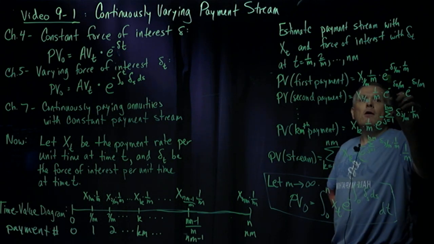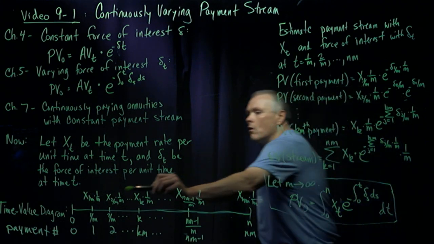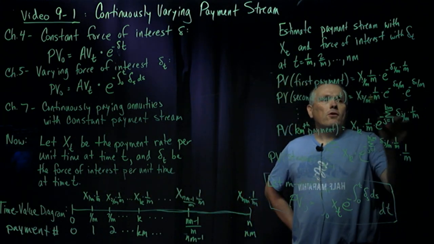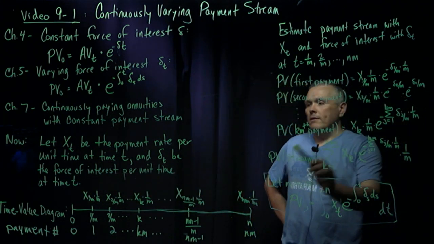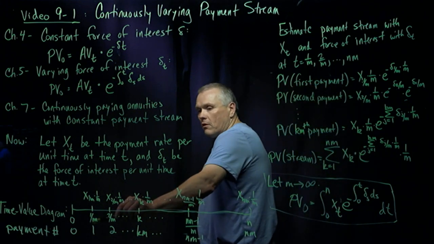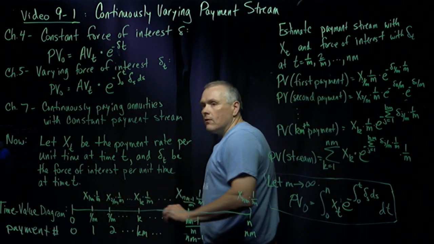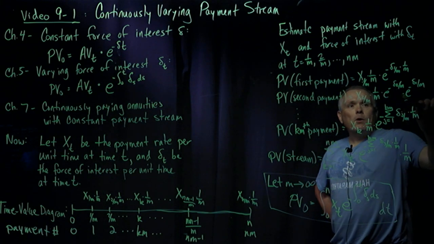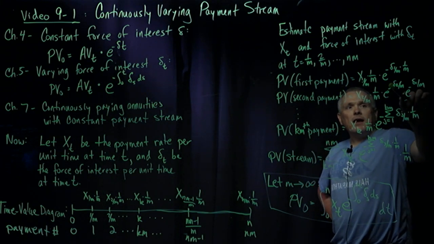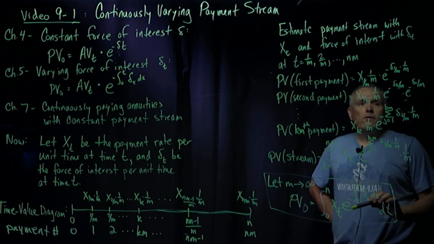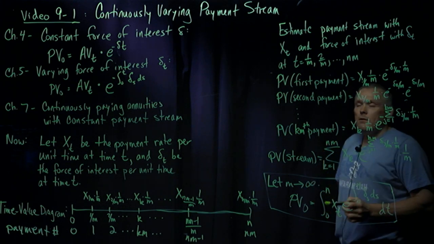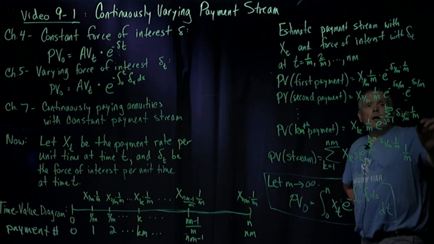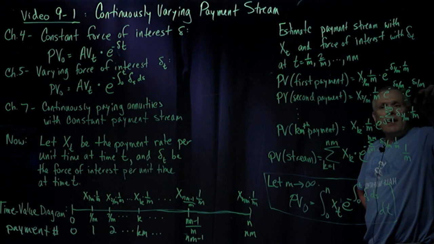So at the first payment, we've only got to step it back 1 time interval. For the second payment, I've got to step it back 2 time intervals. I've got to get it from 2 over m to 1 over m, and then 1 over m to 0. So that's why I've got both of these exponentials. I've got an e to the negative delta sub 2 over m and an e to the negative delta sub 1 over m. Notice here, when I combine these, I would add the exponents.